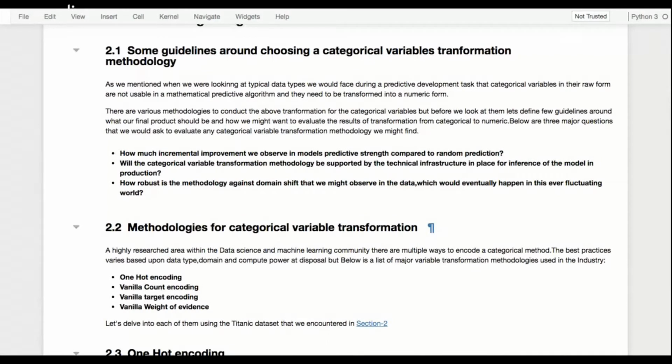But before we do that, we will set up some ground rules initially so that we will center our discussion around those. There are 3 pointers that we will center our discussions around. First, how much does a particular transformation methodology improve the prediction quality of a model? Second, how easy is it to implement that particular methodology in production? And third, how robust is that methodology against domain shift?